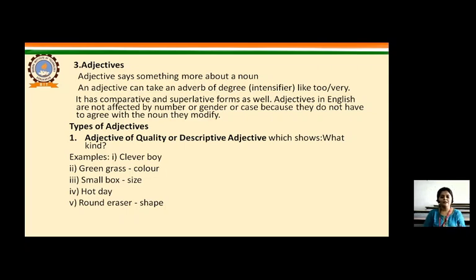So in all these examples you can see that we are simply describing what kind, what form, what color, what shape the particular noun is. So when you are just telling additional detail about the noun, then it is a descriptive adjective, and also all of these are abstract in nature, a property or a quality, so they are called adjectives of quality.